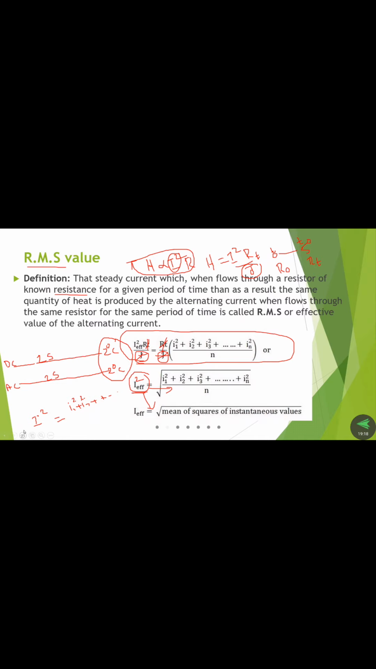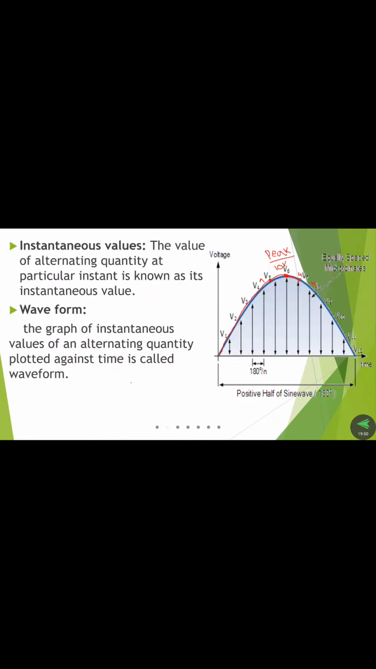So you can write similarly for voltage also. For voltage, V effective is equal to root of V1 square plus V2 square plus V3 square up to Vn square by N, because the voltage waveform and current waveform are both the same. Whatever the magnitude of voltage, the current also has the same magnitude. So the equations we wrote for current in AC, we can write for voltage also.